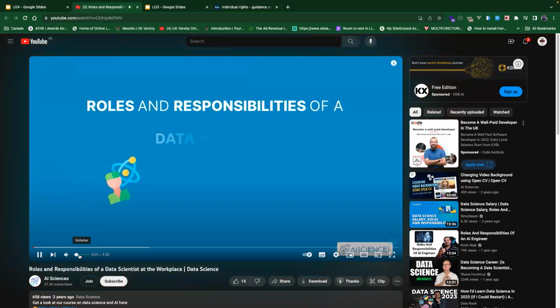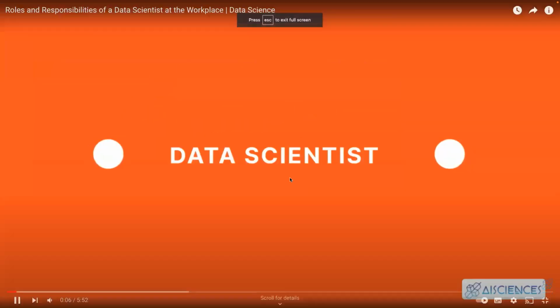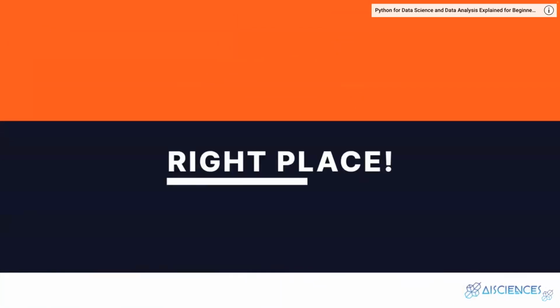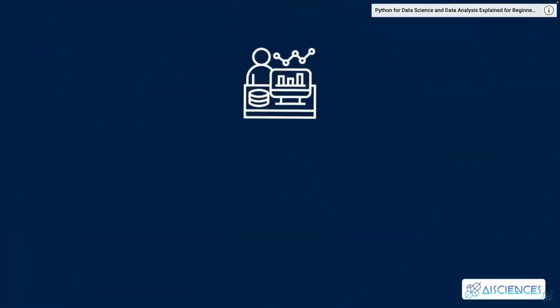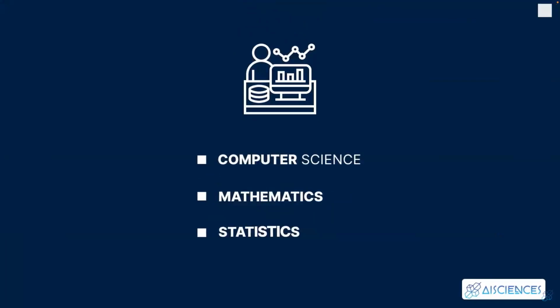Roles and responsibilities of a data scientist at the workplace. Hi, everybody. If you're looking to start your career as a data scientist from scratch, then you are in the right place. The role of a data scientist combines three competence areas: computer science, mathematics, and statistics.